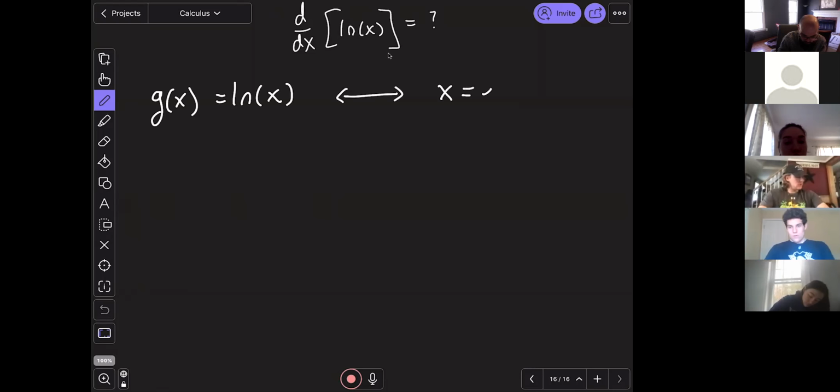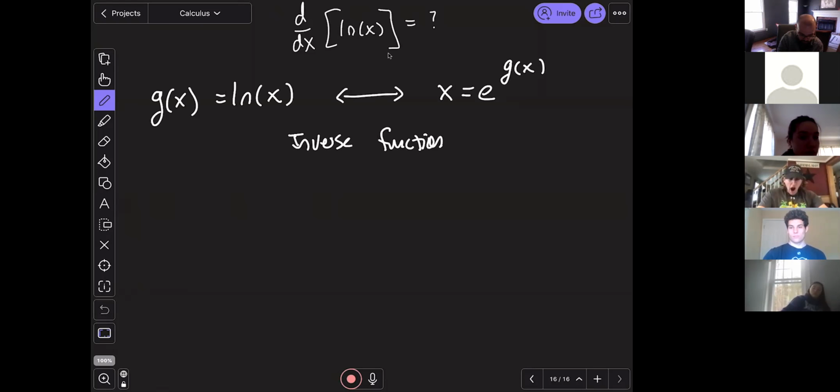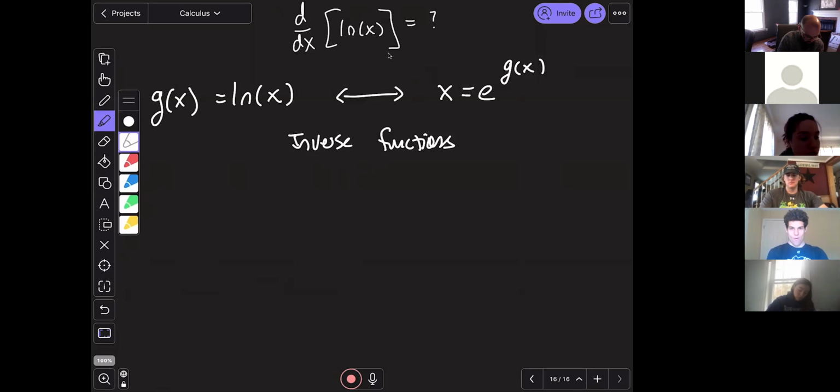Okay, so this might be a strange thing, but if you recall that e to the x and natural log of x are inverse functions, this is what we get when we have two inverse functions, right? So they sort of undo each other, and so this is our property of natural log. So in order to take this derivative, we're actually going to look at it this way. Okay.